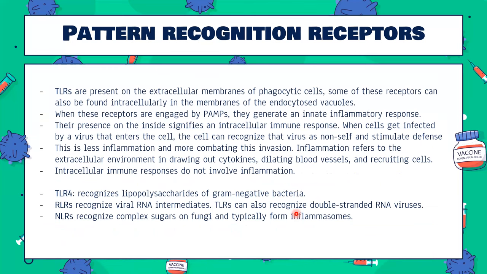All right, so toll-like receptors, particularly, I want you guys to remember TLR4, it's going to recognize the lipopolysaccharides of a gram-negative bacteria. It is going to recognize those PAMPs, and then it's going to generate an innate inflammatory response. Now, those PAMPs being inside the cell signifies an intracellular immune response. When the cells get infected by a virus, for example, because viruses always go intracellularly, the cell can recognize that virus as non-self, and they can stimulate a defense mechanism.